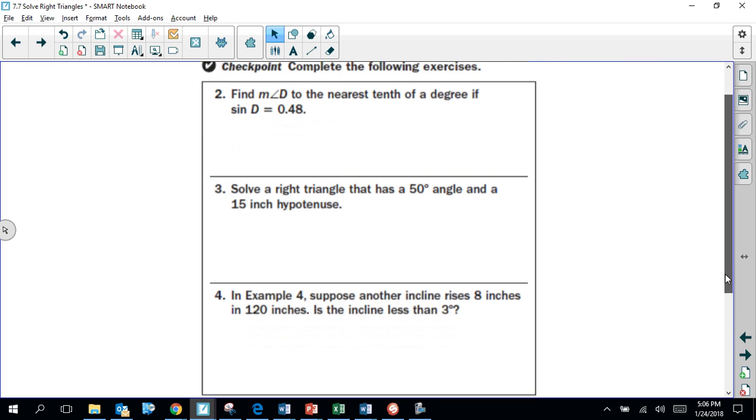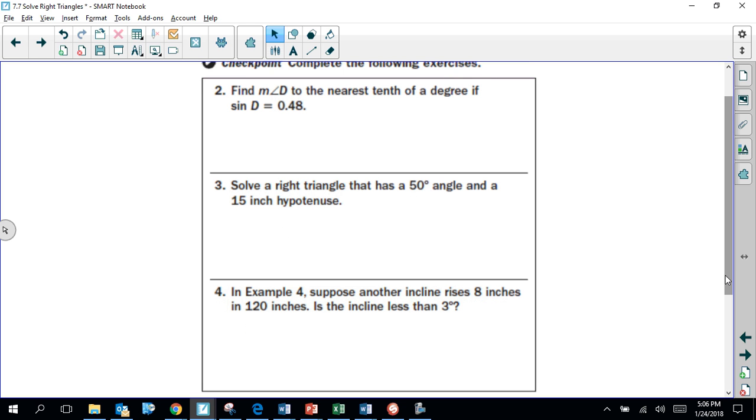Now these last 3 checkpoint questions are for you to do. Go ahead and pause the video and try working these 3 problems out. When you have your answers, go ahead and hit play again, and let's see how our work compares to each other.